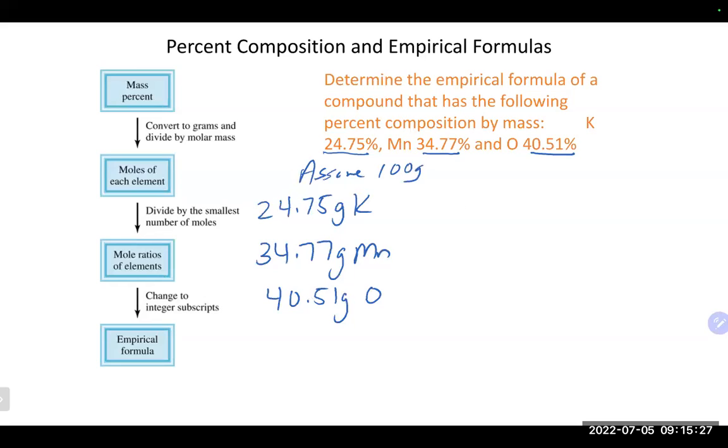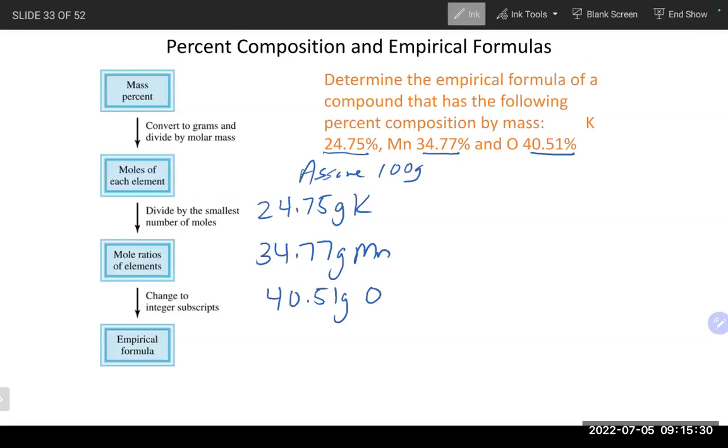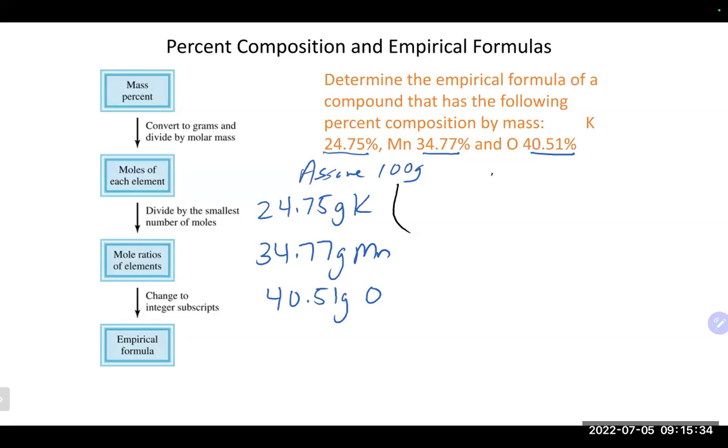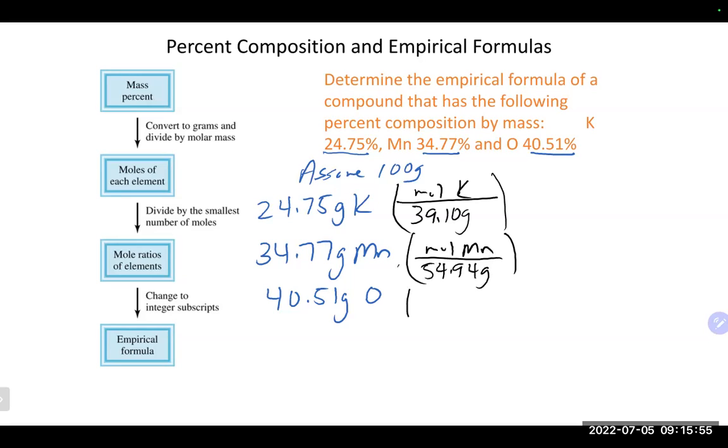At this point, the next thing that we want to do is take all those grams, use the periodic table, and convert them into moles. So we would look up our potassium and divide by 39.10. We would look up our Mn, which looks like 54 something, 54.94, looks like a winner. 54.94 grams per mole. And we would do it for our oxygen, which would be 16 grams per mole of oxygen. So dividing each of these by the molar mass from the periodic table, 24.75 divided by 39.10 gets us 0.63299 moles of potassium.